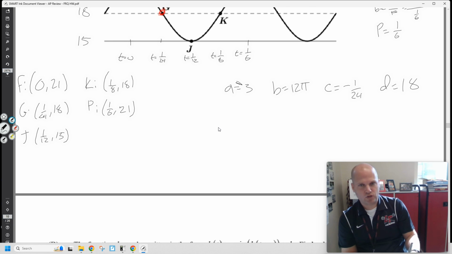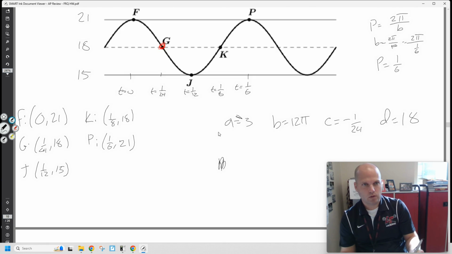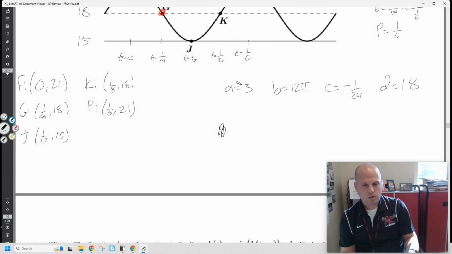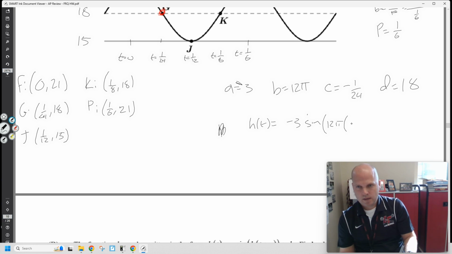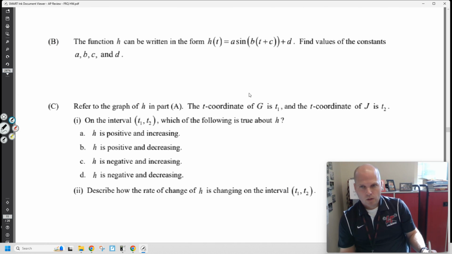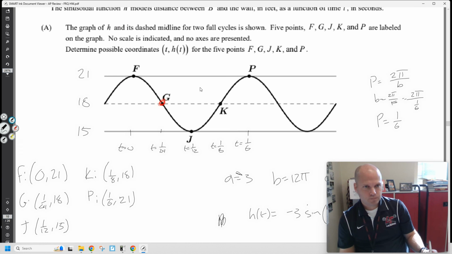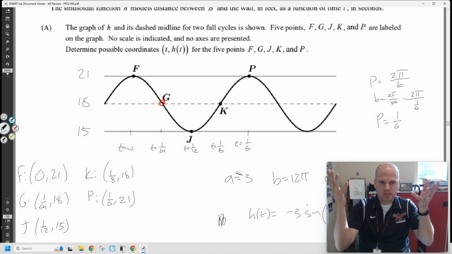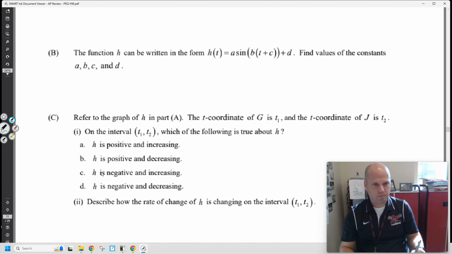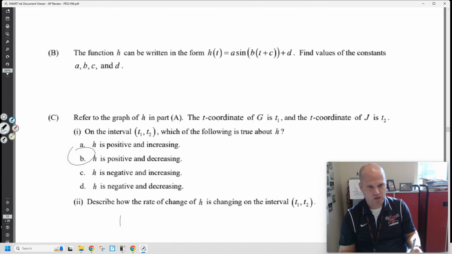So one version of my expression for H of t is -3 sine of 12 pi times (t minus 1/24), plus 18. G and J: we are positive because we are above the x-axis. We are decreasing. Positive and decreasing, and the rates of change are increasing.